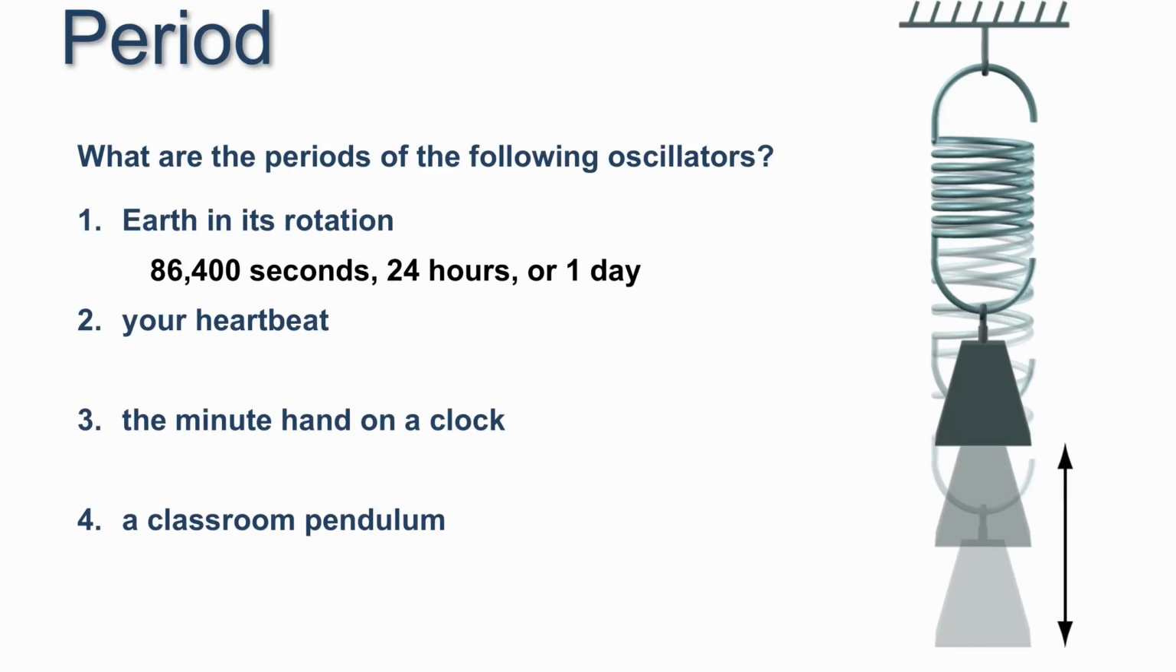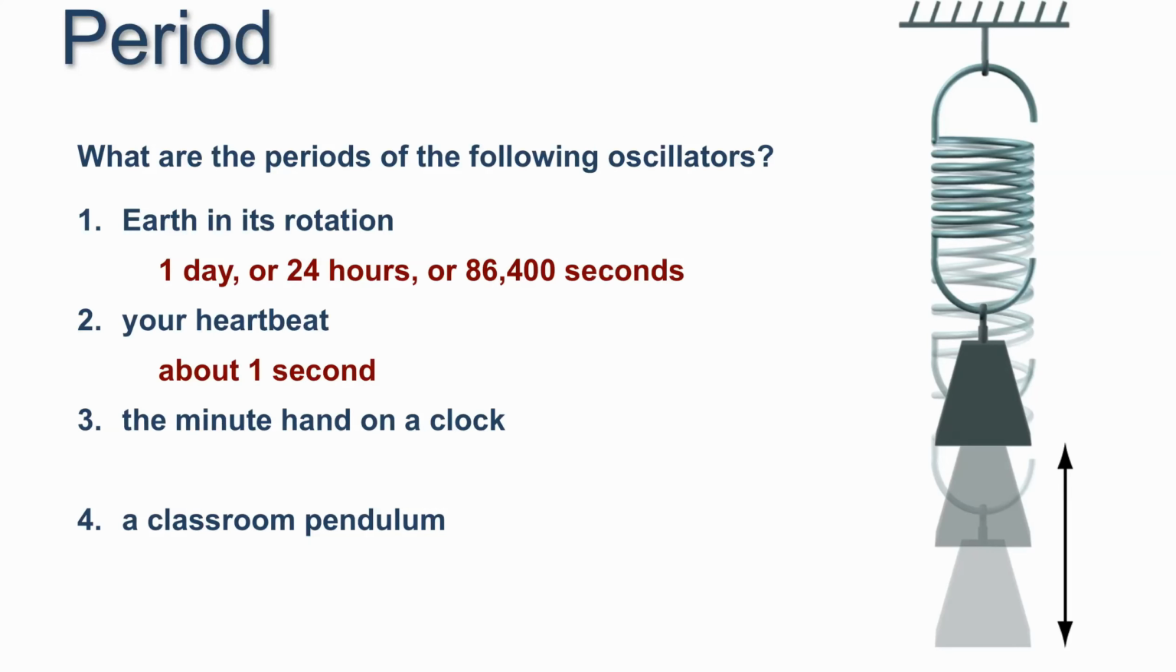Well, you might remember that it depends on if you're exercising or not. If you're at rest, it should take about 1 second. And if you're exercising, maybe it takes a little bit less than a second, maybe even half a second for one full cycle. The minute hand on a clock, what is the period of that? Well, the minute hand is going around the clock every hour. So I would say 1 hour is the amount of time that it takes to go around.